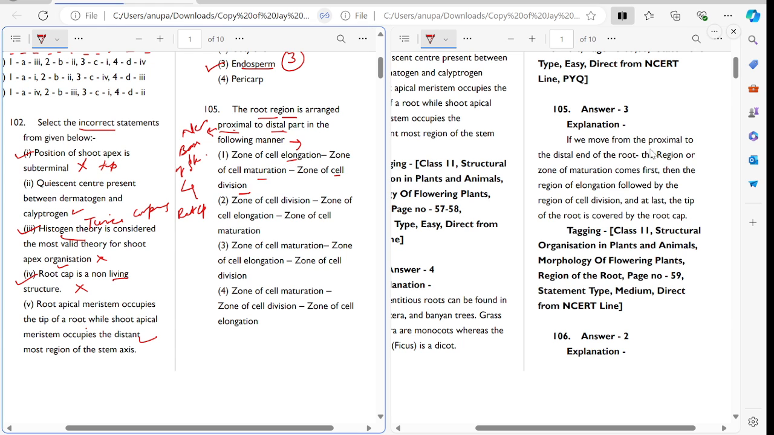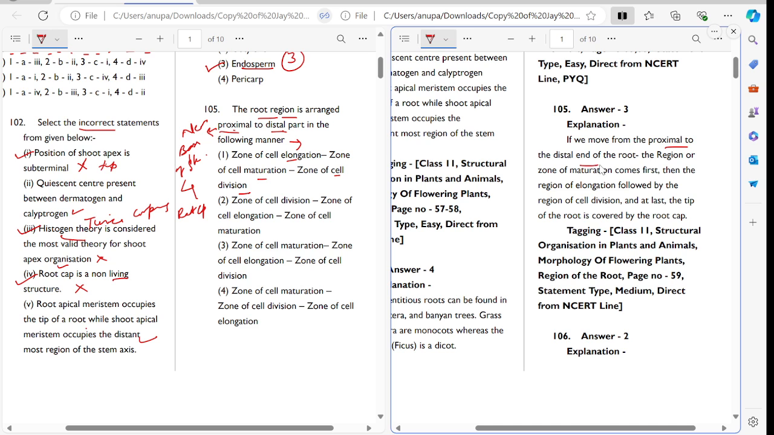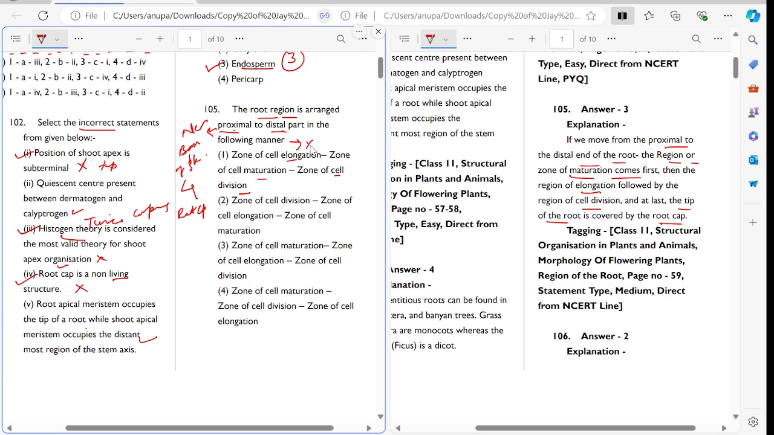So when we move from the proximal to distal end of the root, the zone of maturation comes first, then the region of elongation, followed by cell division. At the last, the tip of the root is covered with the root cap. So let's see the options. The first option said zone of elongation. This is wrong. The nearest will be zone of maturation.